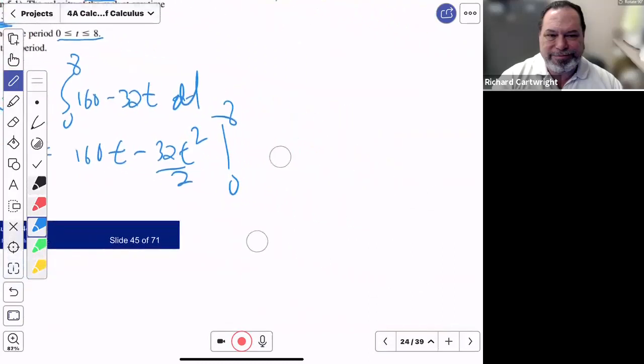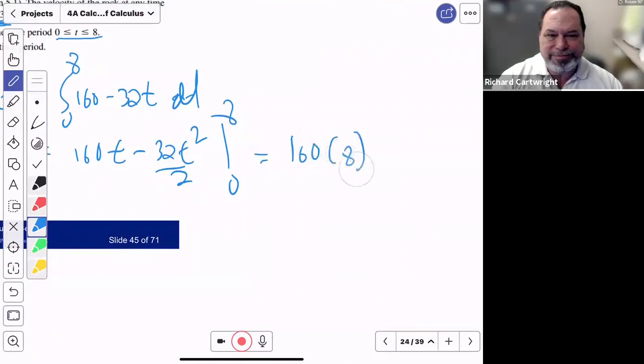I will plug in my 8. 160 times the 8 minus, that becomes a 16, 16 times 8 squared. And if anybody could do that math for me, 160 times 8. Somebody should have a calculator.